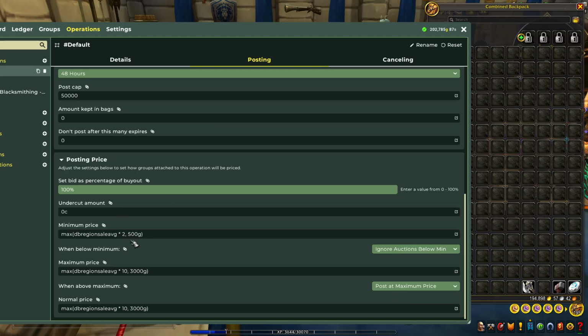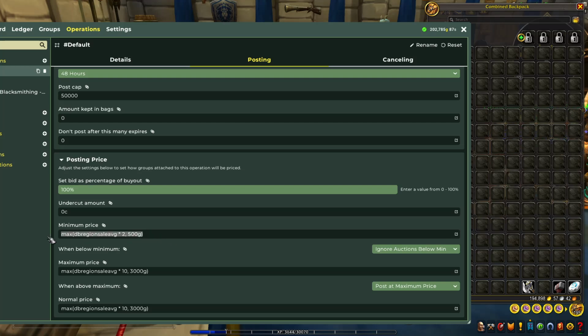So now let's get into the minimum price. The minimum price is basically the cheapest price that TSM is going to allow you to post an item for. What it's doing right now is taking the max of the DB region sale average multiplied by 2, or 500 gold.